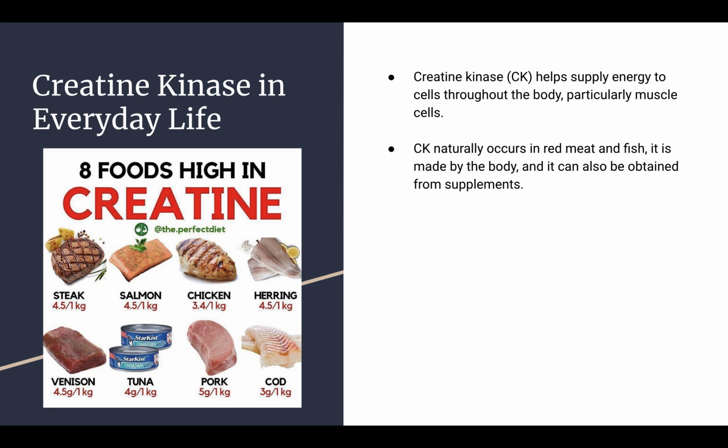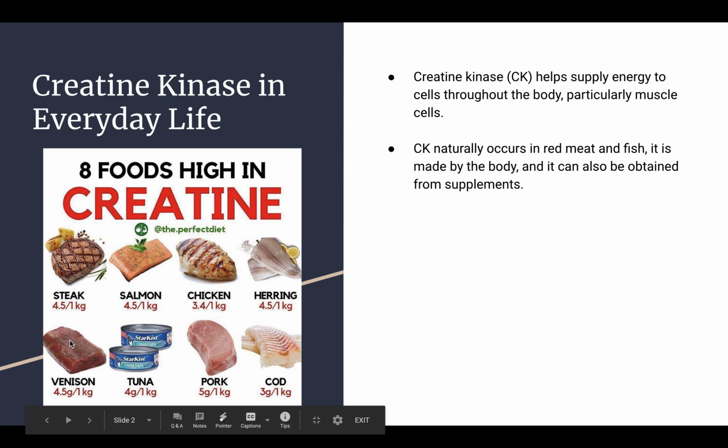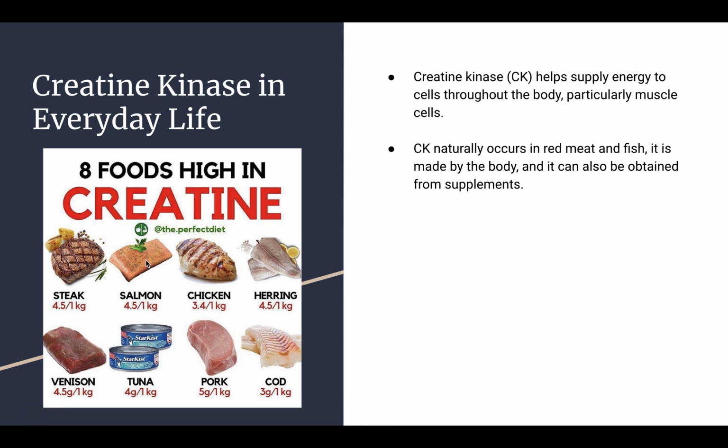CK naturally occurs in red meat and fish, it is made by the body, and it can also be obtained from supplements. Foods that are high in creatine are red meats like steak, venison, and pork. The next highest would be fish, including salmon, herring, tuna, and cod. And the lowest would be white meat like chicken.